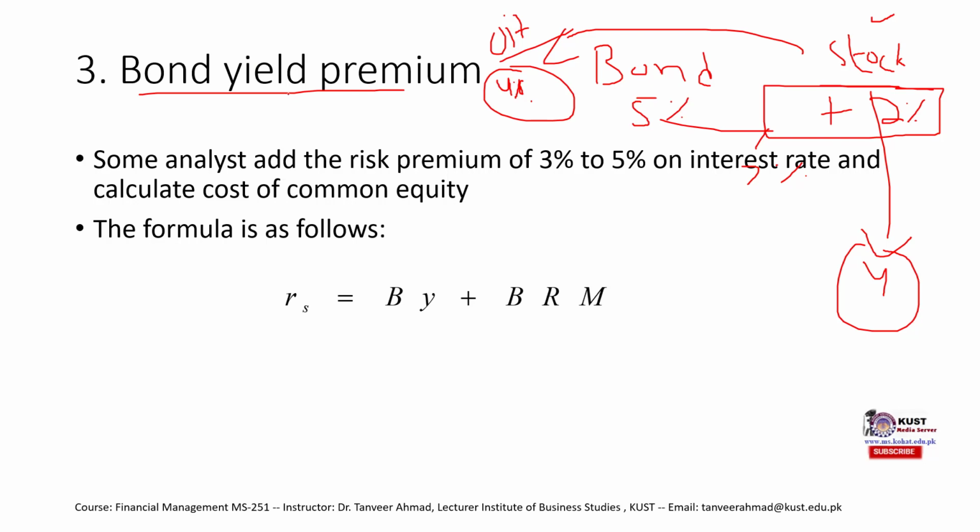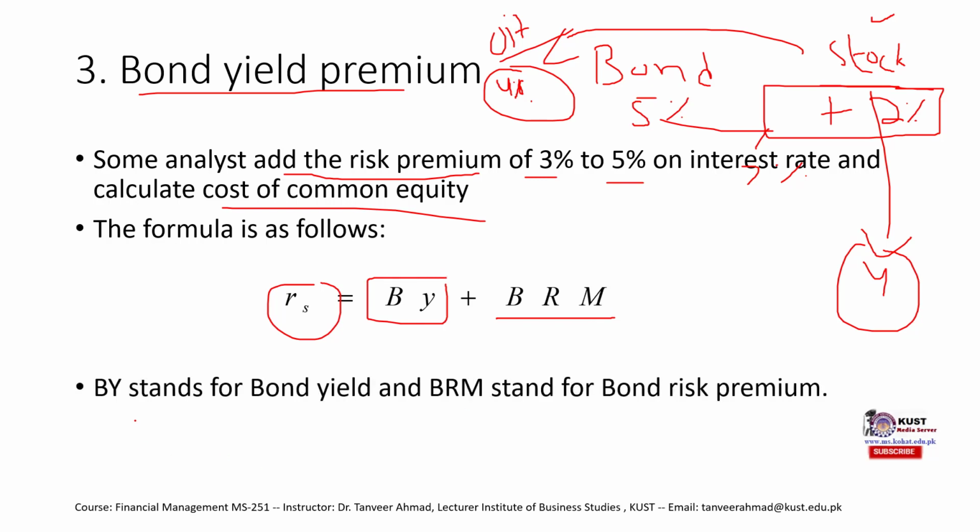So this same idea is used in the bond yield plus risk premium approach. Some analysts add a risk premium of 3 to 5% on the interest rate to calculate the cost of common equity. This is the easiest way, but it is not a model, it is not an accurate way, it is just guesswork. So what we can do is find the cost of equity by adding the risk premium to the bond yield, right? So BY stands for bond yield.